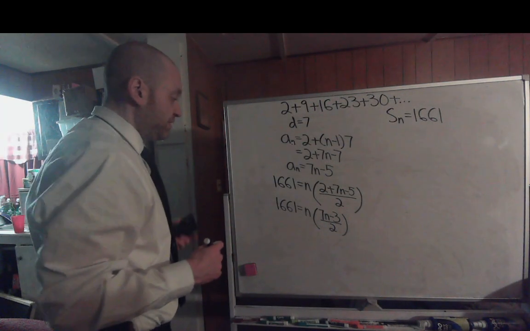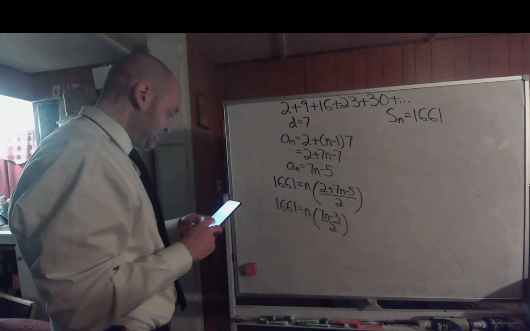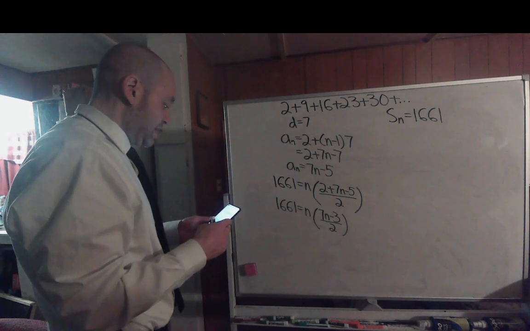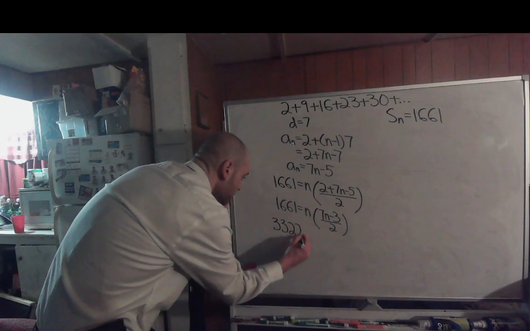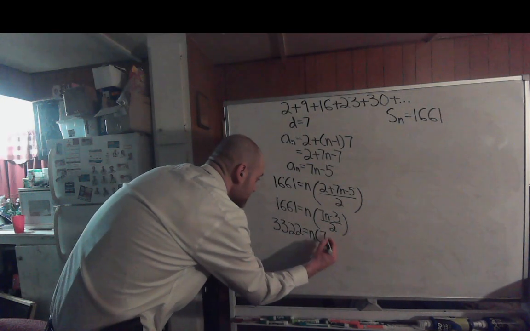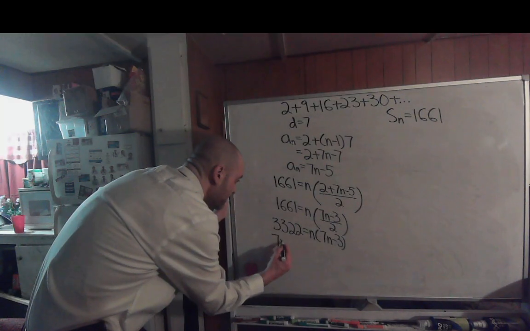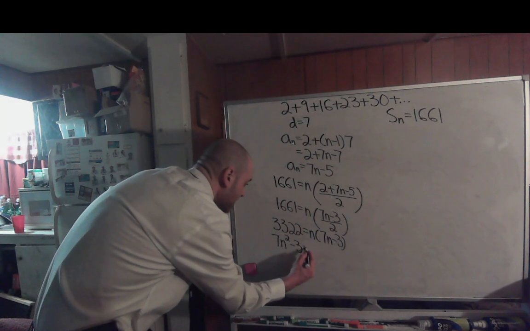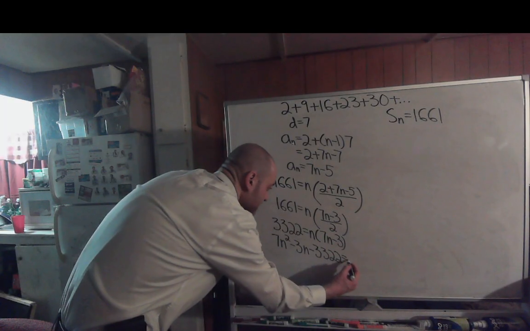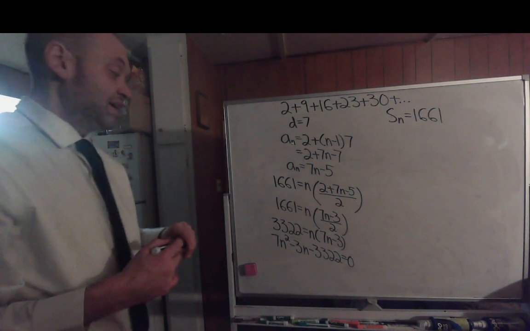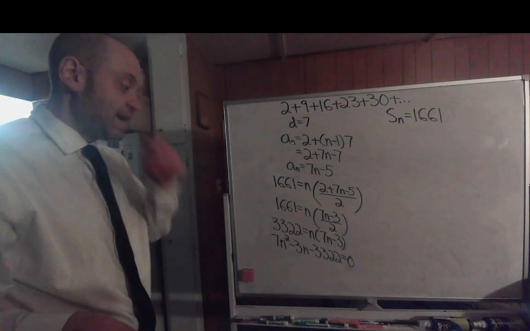which means we can simplify a little bit more here. 1661 times 2, so that means 3,322 is equal to n times 7n minus 3. So this means that 7n squared minus 3n minus 3,322 is equal to 0. And to be honest with you, I think the best we can do is the quadratic formula. We're going to have to do that, unfortunately.